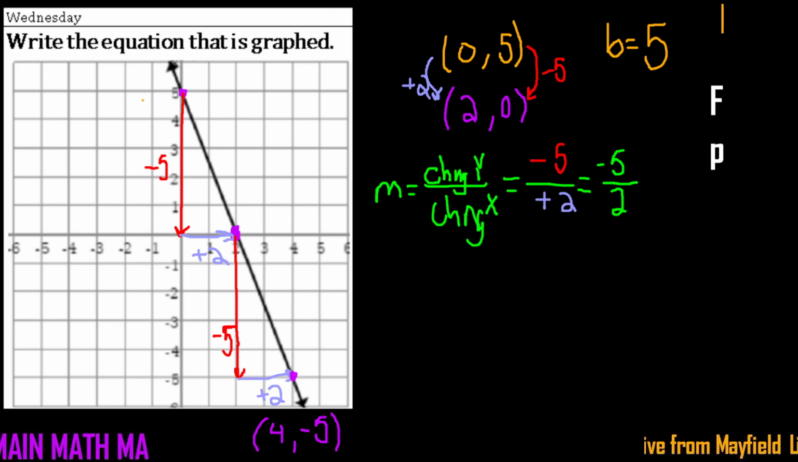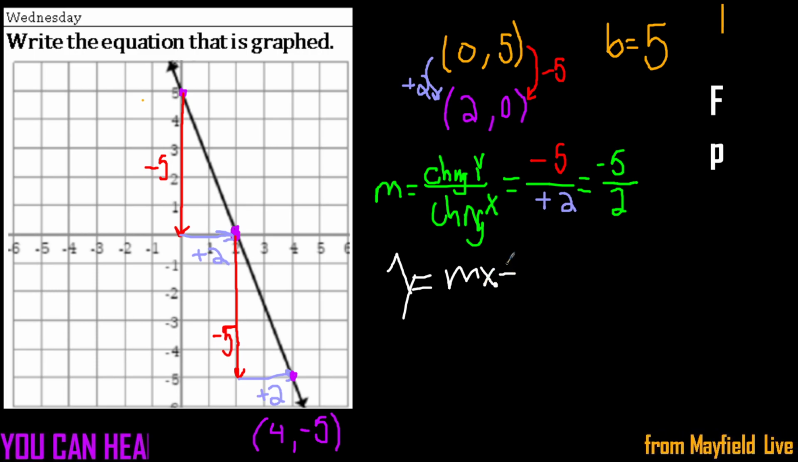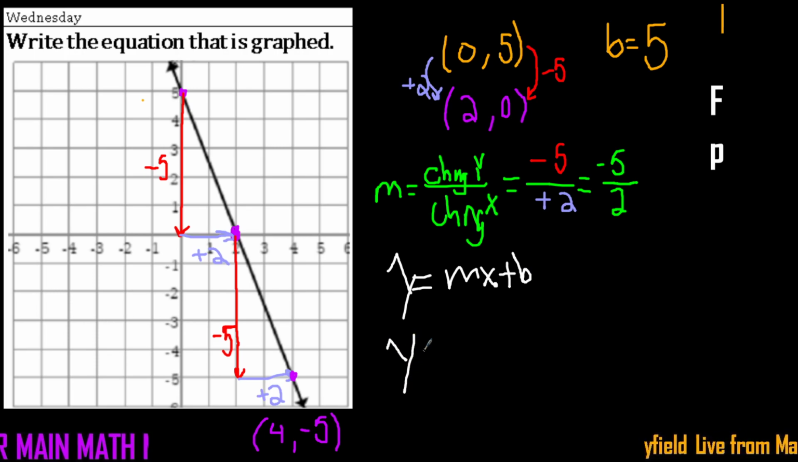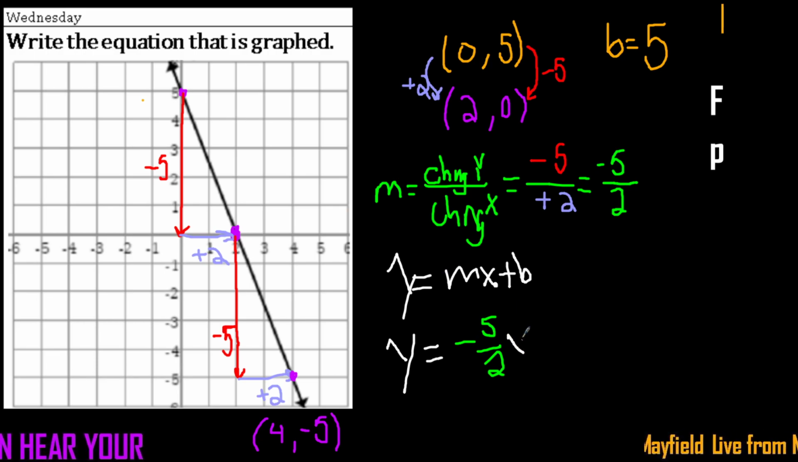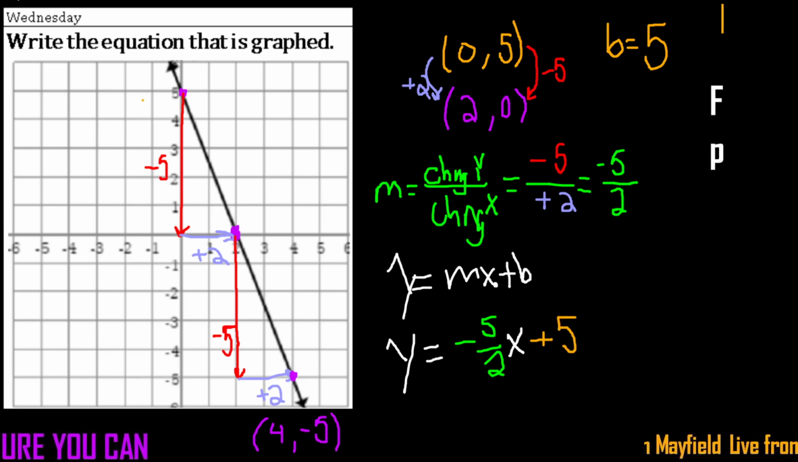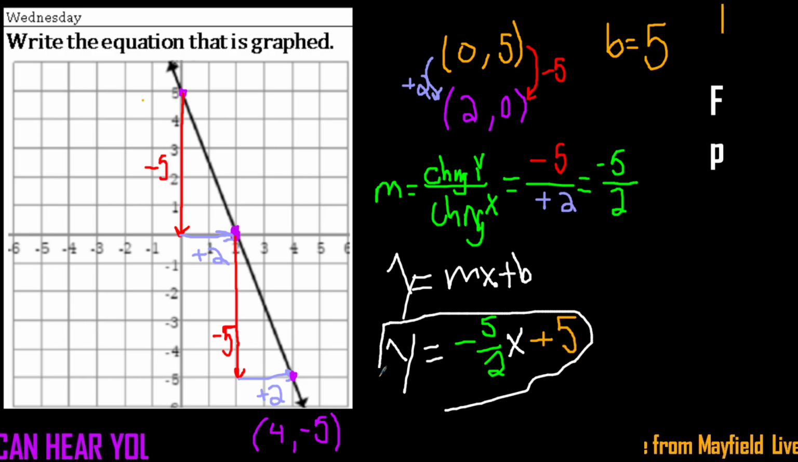So we're going to say always in the form of y equals mx plus b. Again, m is slope and b is that y-intercept. So we can just replace those two. We say y equals -5 over 2. Again, the slope is always attached to the input x, and then we have plus 5 for our y-intercept. So this is going to be our equation of this line.